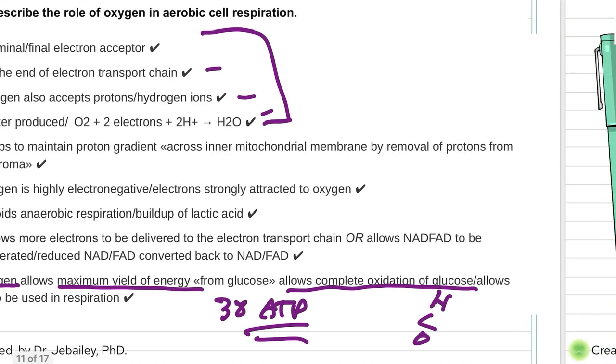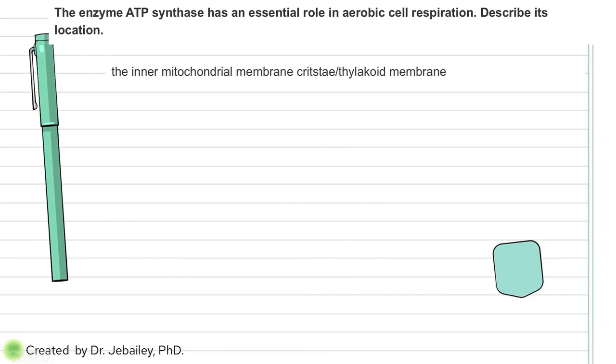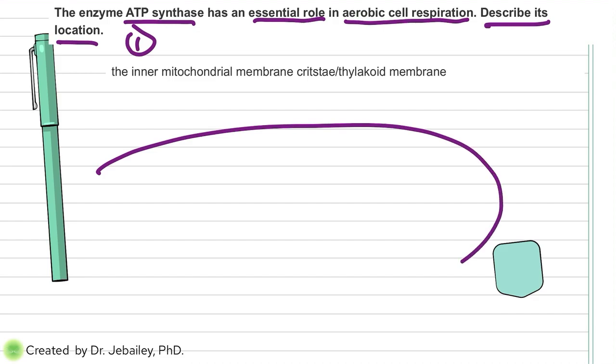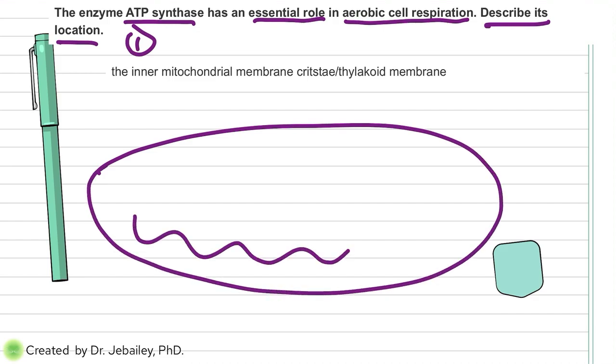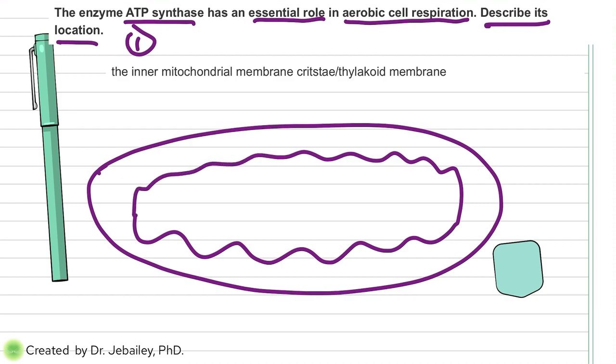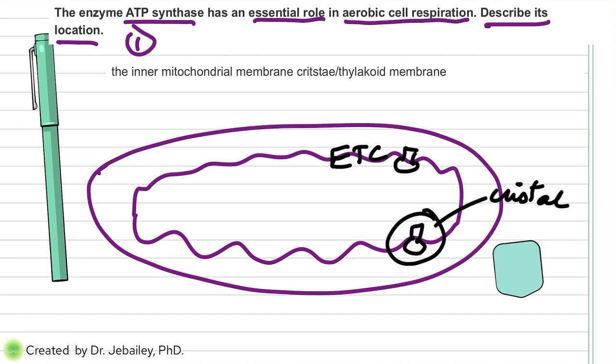So, moving on to the next question. The next question says, the enzyme ATP synthase has an essential role in aerobic cell respiration. Describe its location. Usually this is a 1 point question. Where is it found? It's found in the inner mitochondrial membrane. This is the inner membrane, and it's folded into the cristae. So usually you will find the ETC right here, and in the ETC you have the ATP synthase located. So this location is the cristae, which is basically found in the inner membrane. But you can also find it in the thylakoid membrane when it comes to photosynthesis.